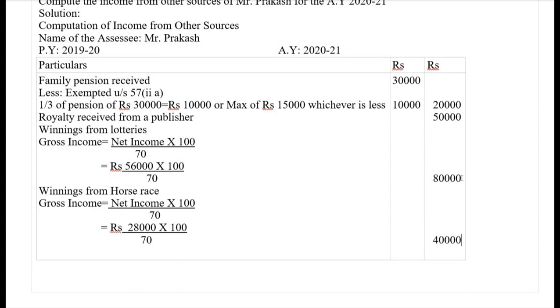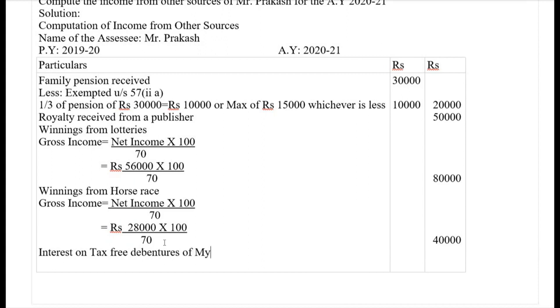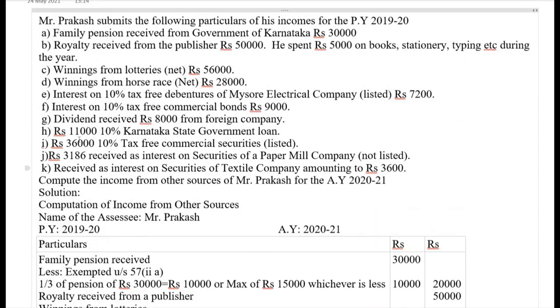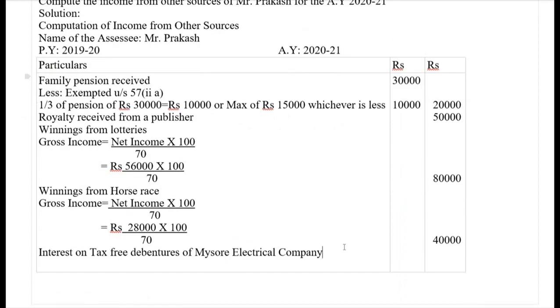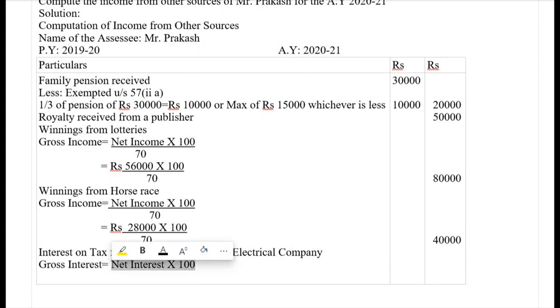So 40,000. Then the next one comes here, interest on tax-free debentures of Mysore Electrical Company. So we have given here interest on Mysore as 7,200. So gross interest equals net interest multiplied by 100, divided by the rate of TDS here, which is 10%. So 100 minus 10, we are going to get 90 here.